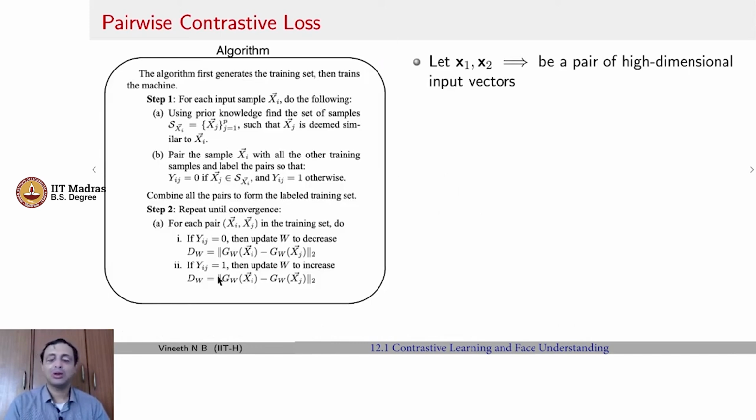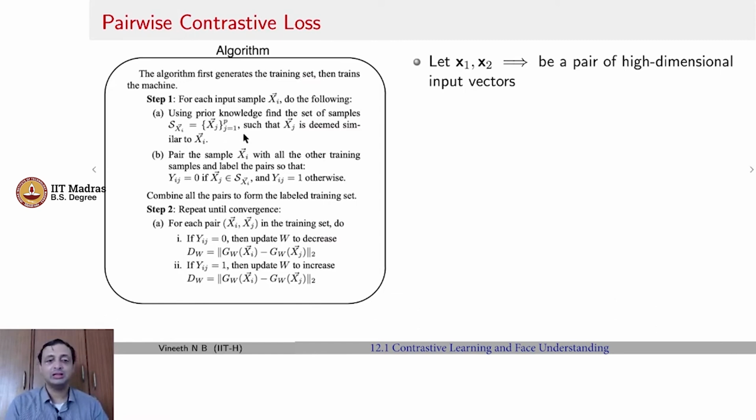So the overall algorithm's ideology can be given by this algorithm environment here. Given a training data set, you first identify the set of samples that are similar to each other and put them in a set, say, S of xi. Given an input xi, we identify the samples xj that are similar to xi.